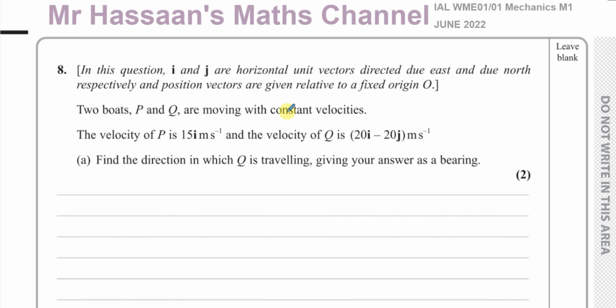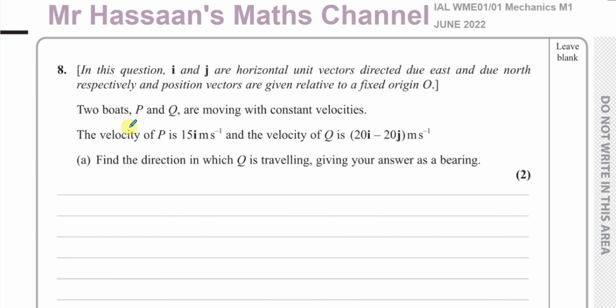So when they say something is going a certain number of, like its velocity, for example, is 15I, that means it's going 15 units due east. 15 units due east per second. That's what it means. 15 meters in this case, due east per second. If it's J, it's talking about going north. If it's a combination, a certain number of I and a certain number of J, it's going to be going in that certain direction. So that's what I and J is about. And the position vectors are given relative to an origin, which is called O.